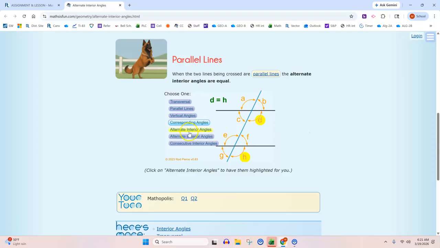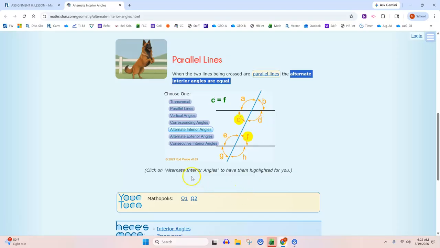But the important thing we need to get is alternate interior angles. So when you have two parallel lines like this, the angle over here on the inside, interior, is the same as the other side of the transversal over here. So that's what they say. So C and F are the same, right? They're on different sides. They're both inside the parallel lines, but they're on opposite sides of the transversal. Same thing with D and E. So this angle right here is the same as that angle right there. That's called alternate interior angles. So that's what we're going to learn about today.